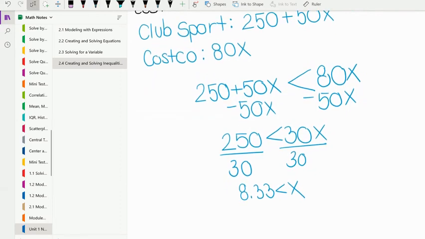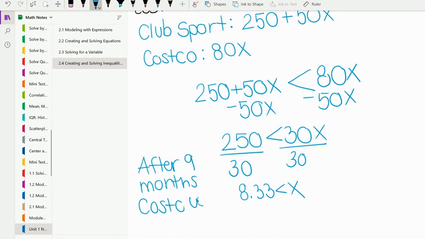So 8.33, we wouldn't really say that. Since it has to be more than 8.33 months, 8 months wouldn't be enough. So after 9 months, Costco would be more expensive. Okay, so that's everything for this section.